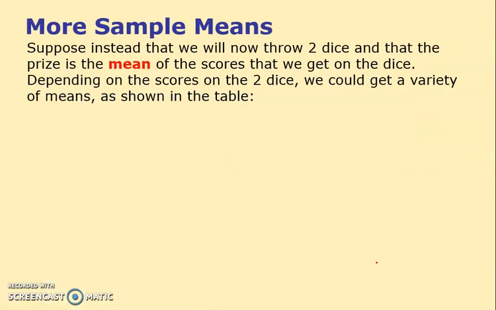And then the obvious question is what happens if you get 2 dice? What I'm interested in on this example is now not the total of the 2 dice. I'm interested in the mean of those 2 dice. That's why it's called sample means, I suppose. Depending on the scores on the 2 dice, you could get a variety of different means. If I get a 4 on one die and a 3 on the other, I get a mean of 3.5. If I get a 1 and a 2, I get a mean of 1.5.